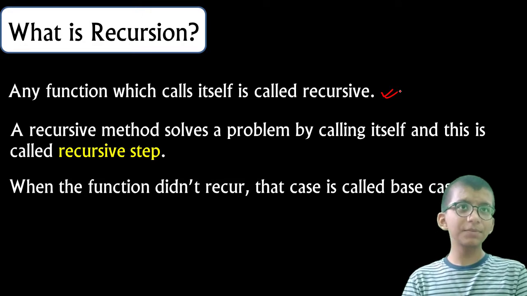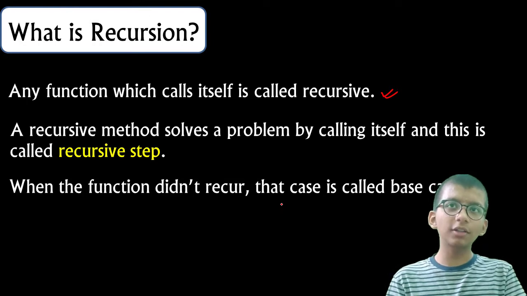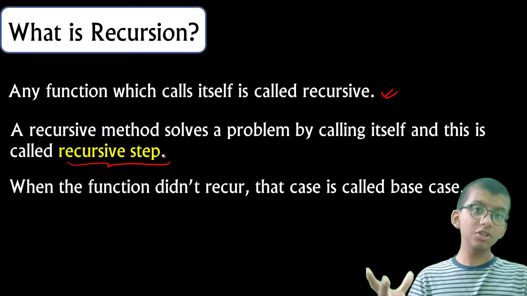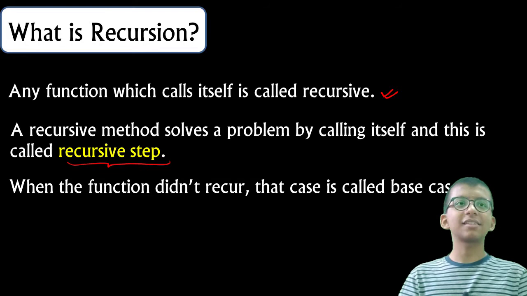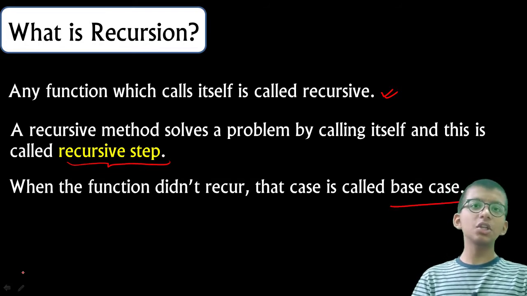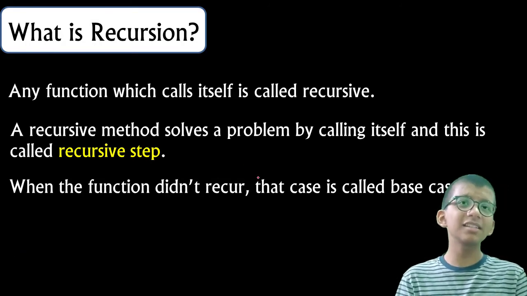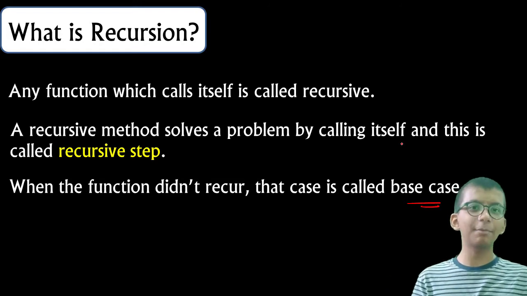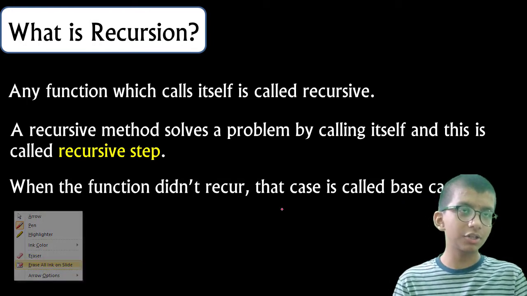A recursive step is when a function calls itself, and that step is called the recursive state. And the case where the function does not recur or repeat itself is called the base case. You might be thinking, hey Ayush, you confuse me a lot, what is a base case? We don't understand by definition, we only understand by examples. We'll take a look at examples in just a second, so just remember the term base case.